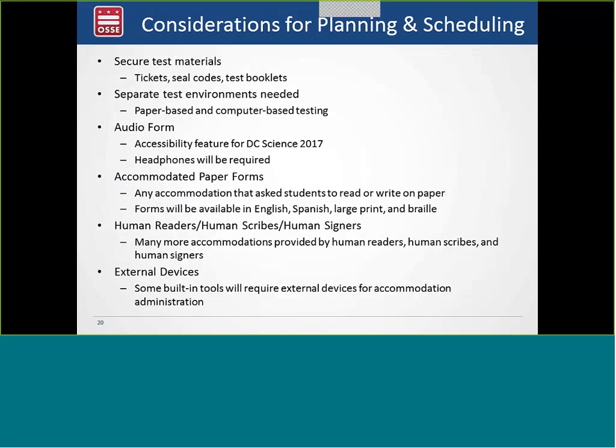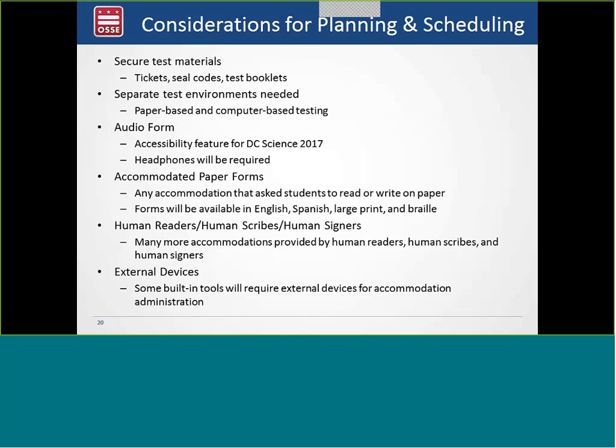Considerations for planning and scheduling. Secure test materials include tickets, seal codes, and test books. Separate test environments are needed for paper-based testing and computer-based testing. They may not test in the same room. However, you can have a student who tests an audio test in the same room as someone testing a main form. The audio form is considered an accessibility feature for DC Science 2017, and headphones are required to take this test.